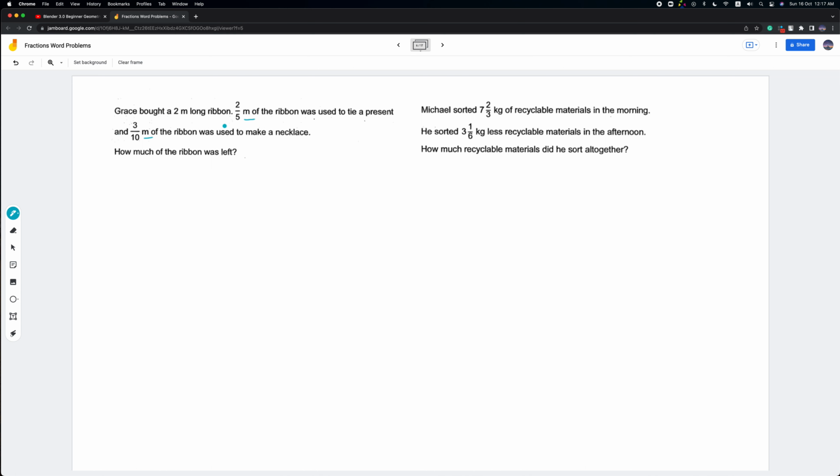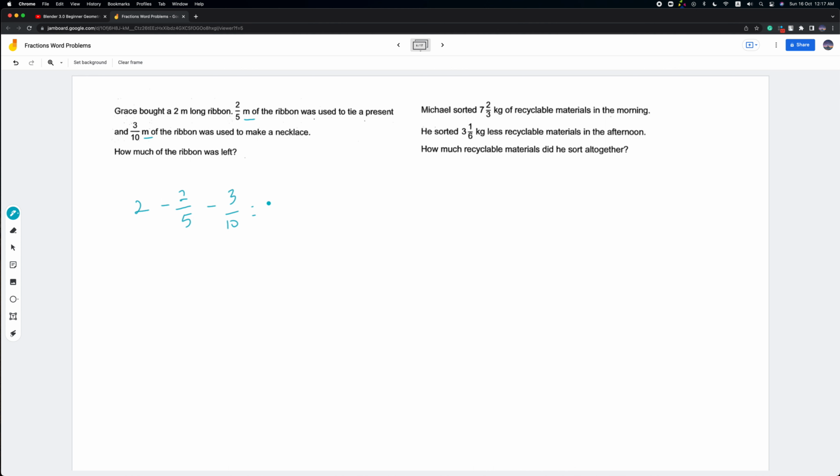Grace bought a 2-meter long ribbon. 2/5 meter of the ribbon was used to tie a present, and 3/10 of the ribbon was used to make a necklace. How much of the ribbon was left? Since we have done this a few times, I'm just going to use a calculator for this. In fact, maybe I don't need a calculator because the numbers are quite simple.